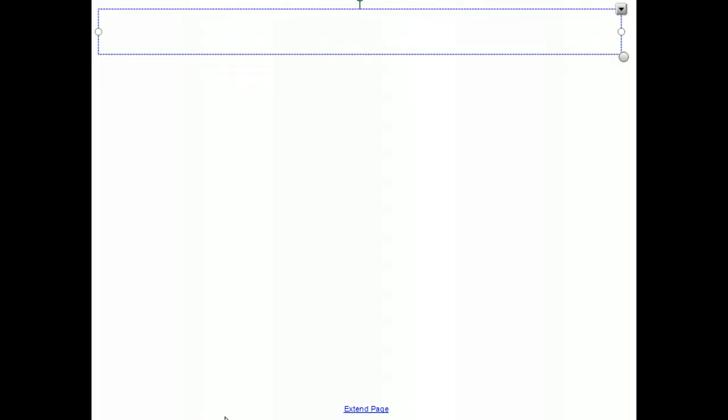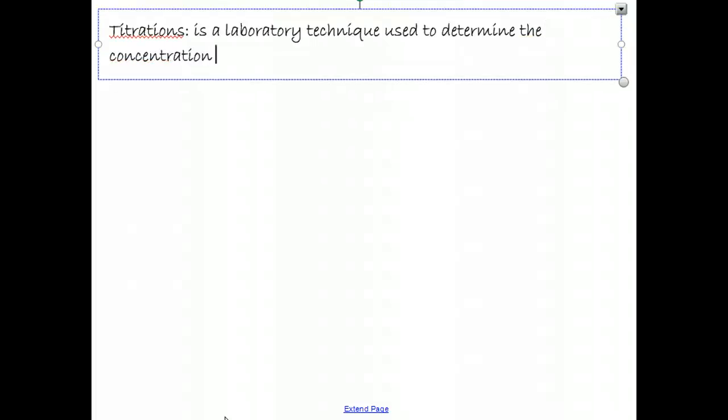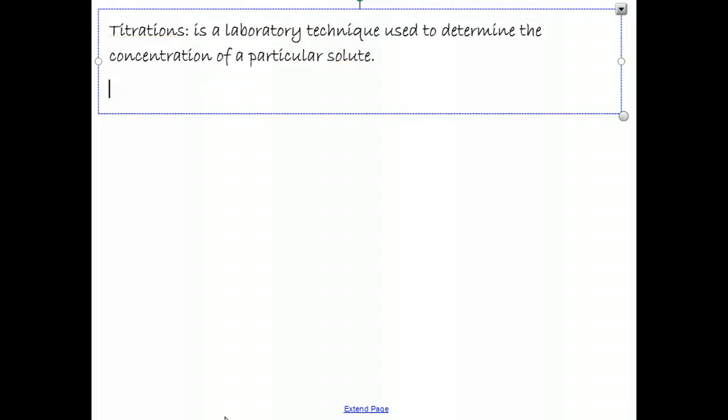So you are going to work on a lab today over titrations. And a titration is something that is frequently encountered in the laboratory, and all it is is a laboratory technique used to determine the concentration of a particular solute. Now, with the titration, there are three main components.